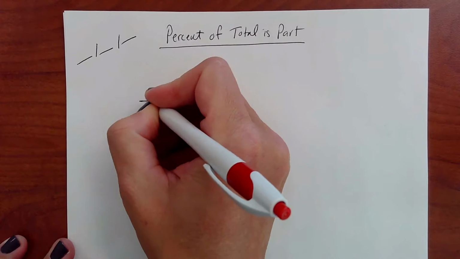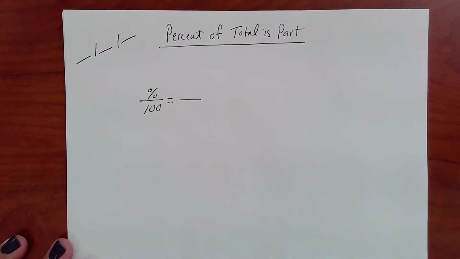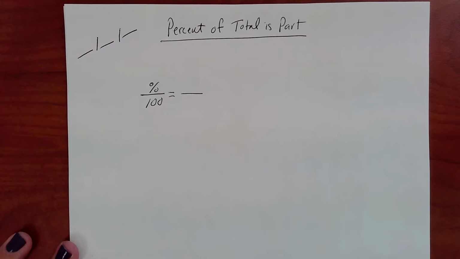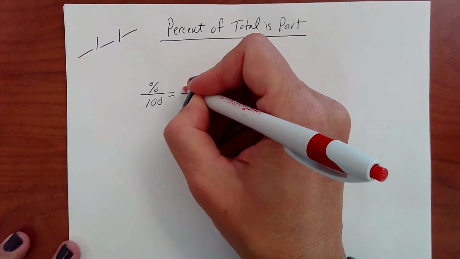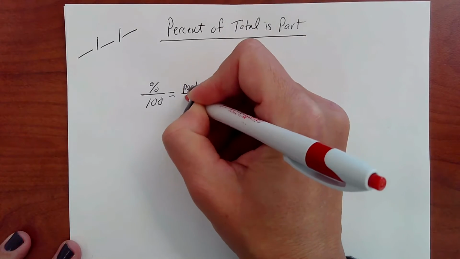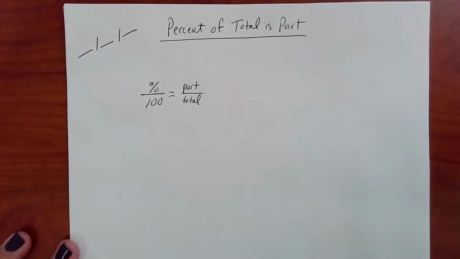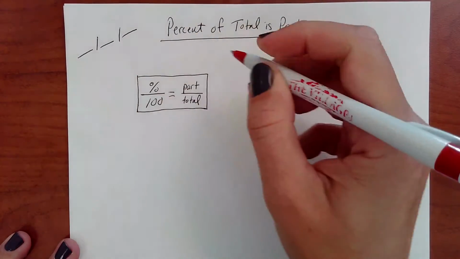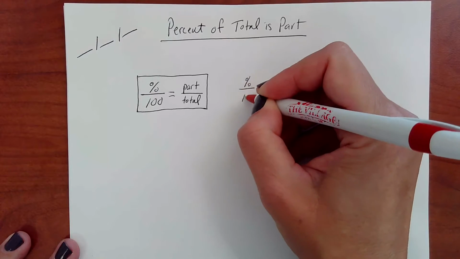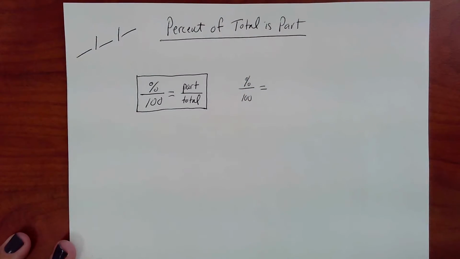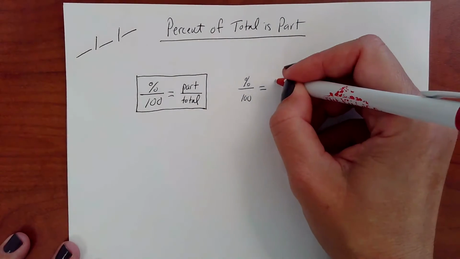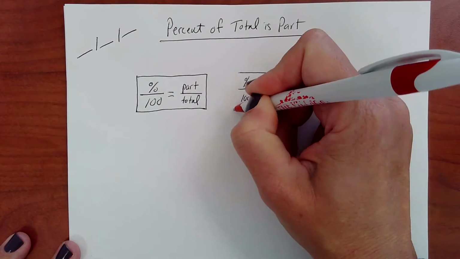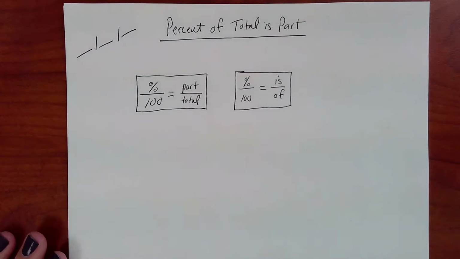Now, the easiest part is that the percent is always over 100. Then for the next fraction, you can think of it as part over total. Sometimes that makes sense to people. So this is one way. Another way to think about it is percent over 100 still, so that's always the same. And then is over of, and I'll show you what that means in the problems we're going to do next.